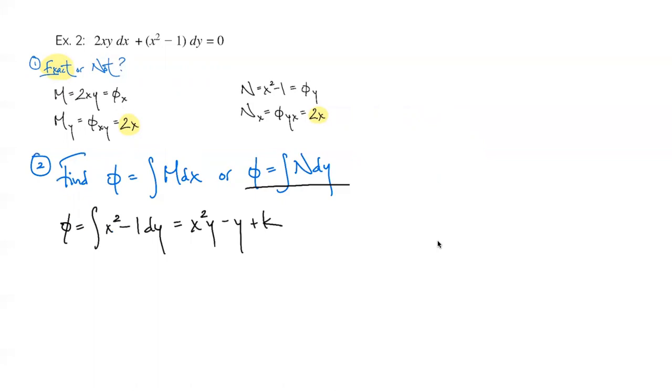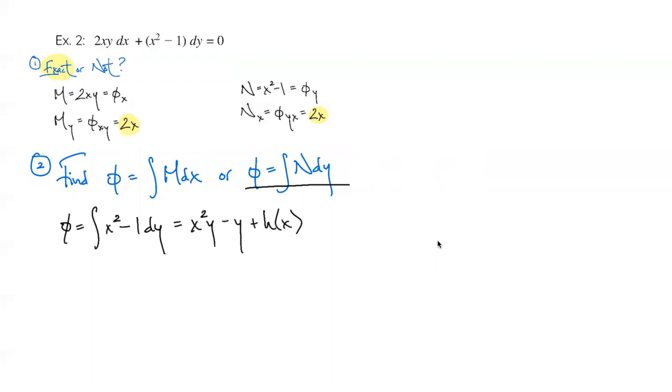Now, once we found our phi, we want to make sure... Oh gosh, I skipped a step. I'm so sorry. This is not a k yet. We are integrating with respect to y, and so any function that had only x actually went away in our equation. So we should have an h of x here.